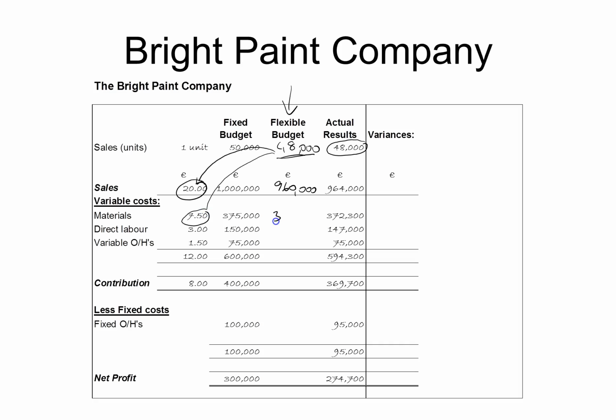That is 360,000. The direct labour, €3 per unit times the 48,000, 144,000. And the variable overheads, €1.50 per unit times the 48,000, which is 72,000. So if I add those three together, so the total variable cost then comes to 576,000.